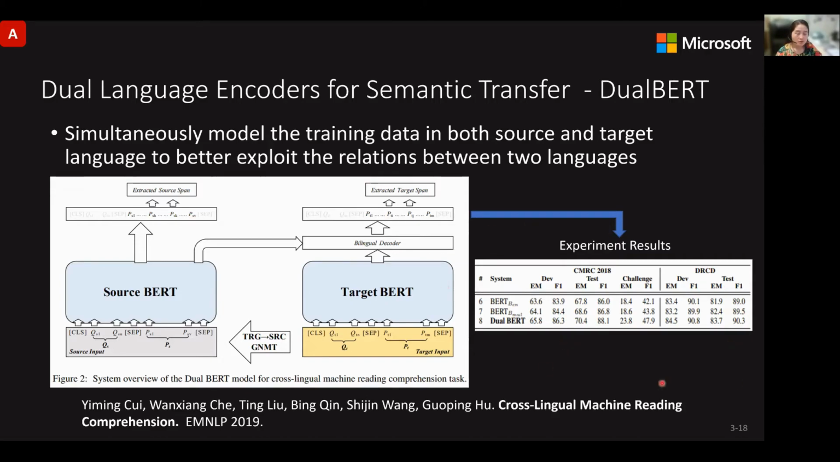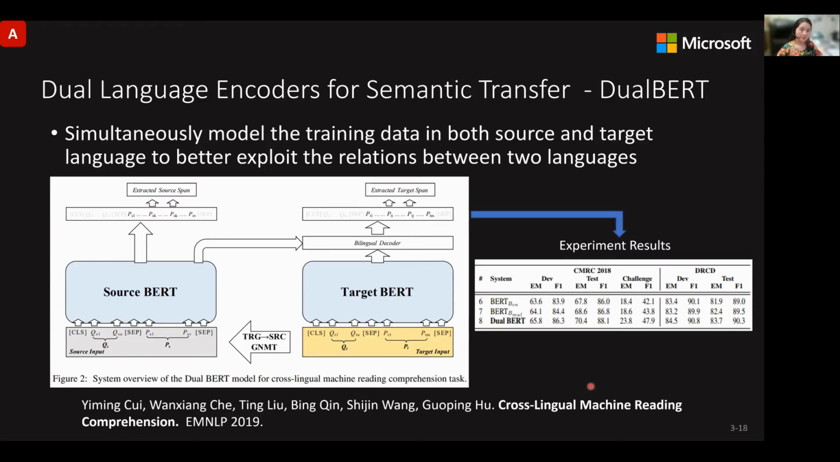From the results in the right table, we can see that dual BERT achieves good gains on the cross-lingual MRC task compared with the baseline methods, whether using a target language-specific BERT model for fine-tuning or a multilingual BERT for fine-tuning.